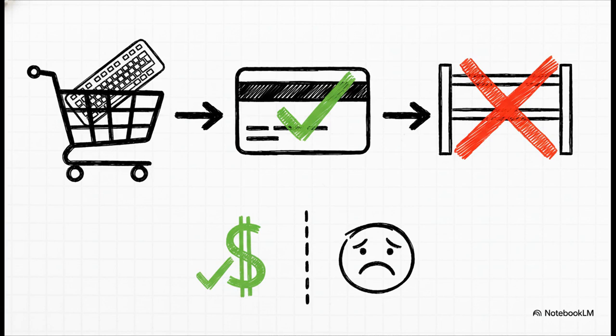Okay, here's the play-by-play. First, a customer orders a cool mechanical keyboard. The payment service, which is its own little microservice, does its job perfectly. It charges the credit card. Success! But then, just a moment later, the inventory service, a totally separate microservice, wakes up and realizes, uh-oh, we're actually sold out of that keyboard. So the order fails, but that charge? Yeah, that's already gone through.